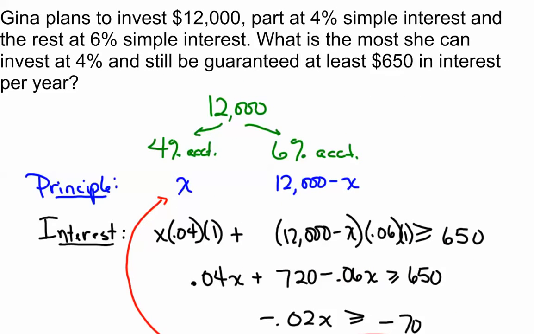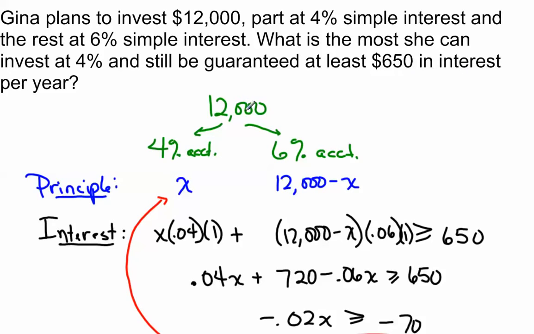This next one's a little bit more complicated. It involves interest, simple interest. Remember, I equals PRT, principal times rate times time. All right, Gina has $12,000 to invest. She's going to put part at 4% and the rest at 6%. We want to know the safer account, the less risky one, so 4%. What's the most that she can invest at 4% and still be guaranteed at least $650 in interest?